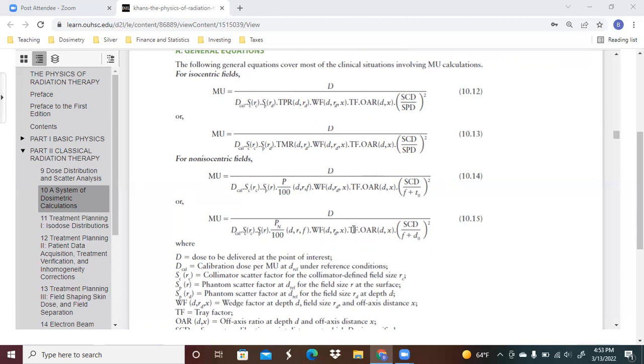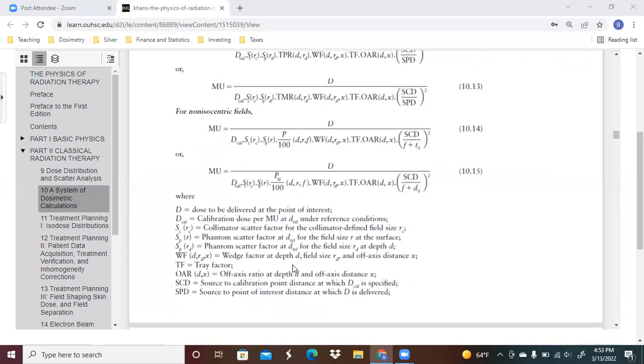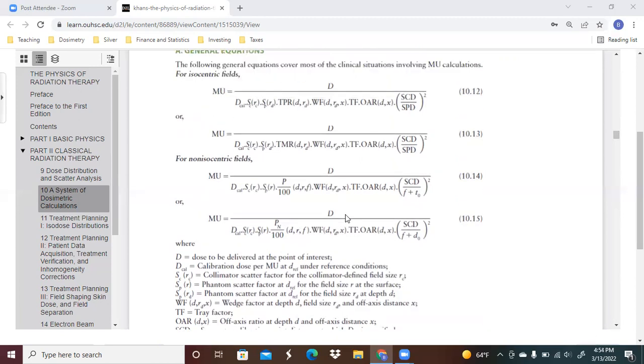The same thing goes for the tray factor. If you have a tray being inserted for whatever reason, then you have to compensate for that. What sort of effect is that having on the dose? Well, you have to have a factor for that. Your off-axis ratio at depth D and off-axis distance X. I know that's something we haven't really gone through yet, and that is something that we need to talk about. So that is going to be something coming up that we need to discuss.